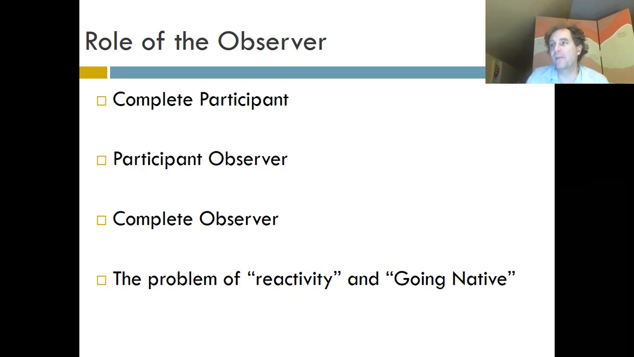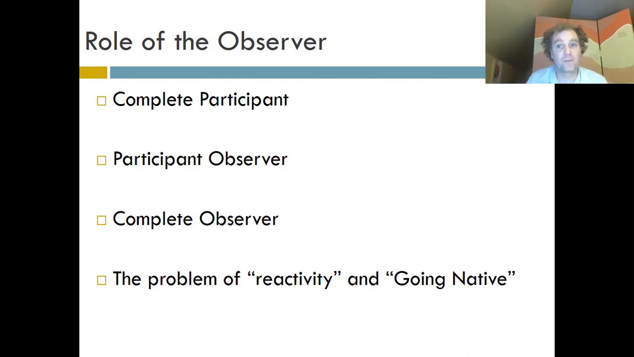Okay, the second problem with the term going native is that now it's not that the group is going to change its behavior because it's being observed. Now the problem is with the researcher. As the researcher spends more and more time with the group, the researcher might be influenced. Now the researcher might not be able to give an objective account of the group, right?